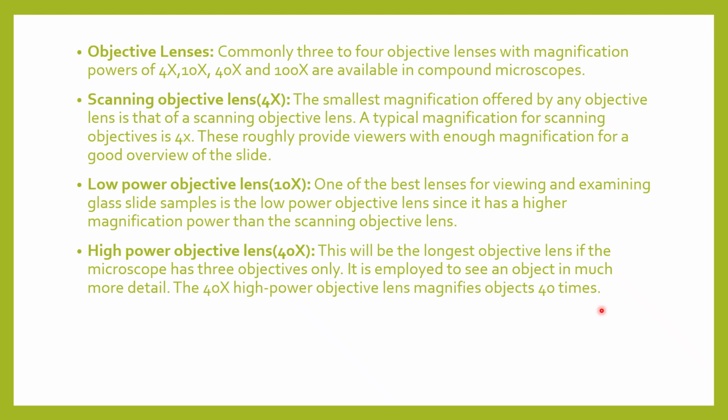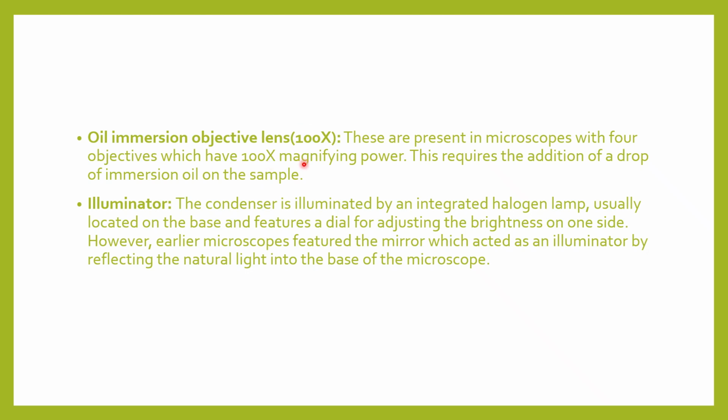Okay, and then next is the oil immersion objective lens, which is 100x. These are present in microscopes with 4 objectives which have 100x magnifying power. This requires the addition of a drop of immersion oil on the sample. Yes, so there is oil available, so you need to place the oil on the sample, and then you need to use this 100x objective.